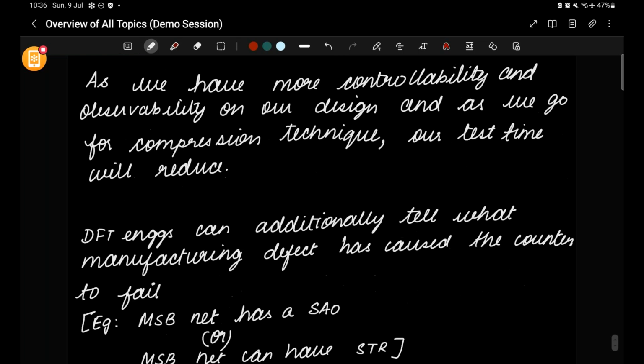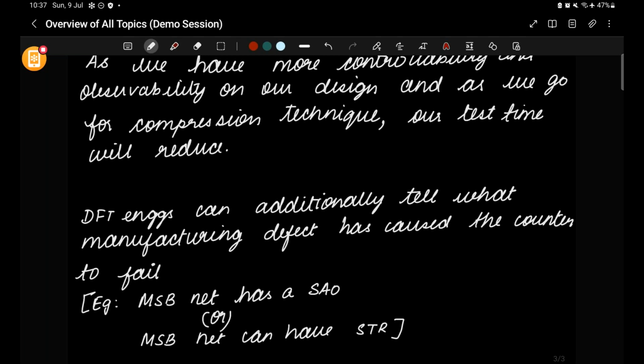And we DFT engineers can also additionally tell what manufacturing defect has caused the counter to fail. That is, the MSB net can be stuck at 0, tied to 0, or have a slow to rise fault. So when the 1000th clock pulse came, the MSB net did not rise to 1, it was still 0. So after 999 it was still counting 999 instead of 1000. So additionally, we can tell what manufacturing defect has caused the counter to fail. So this is how you can answer this question.